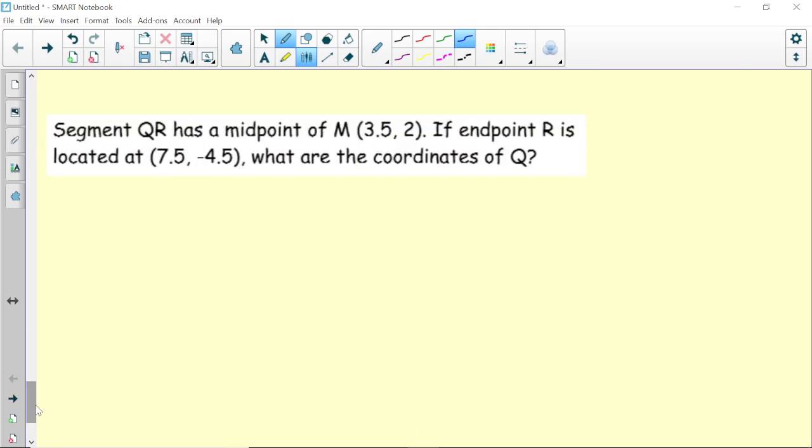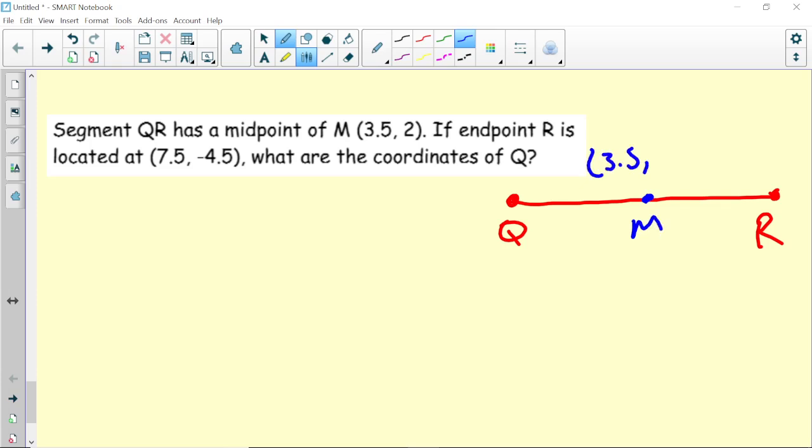All right, last one here is another midpoint one, but this time a little bit trickier because we got some decimals that we gotta deal with. Same idea as we did with the very first one. We got segment QR with a midpoint M at 3.5, 2. If endpoint R is at 7.5, negative 4.5, what are the coordinates of Q? So again, I'm just going to draw myself a little picture, a little visual to see what's going on here. So segment QR, midpoint M in the middle, and the M's at 3.5, 2.